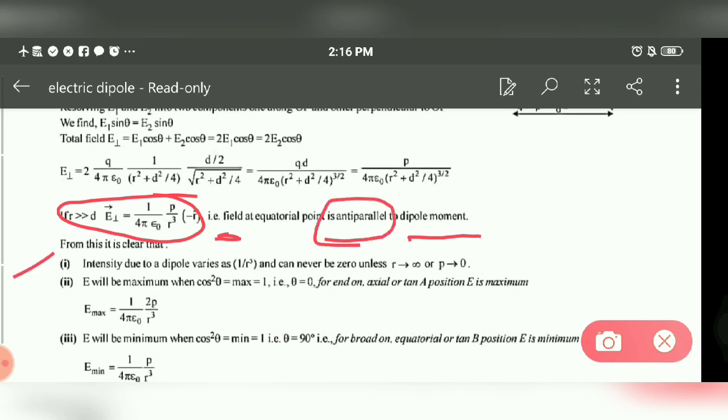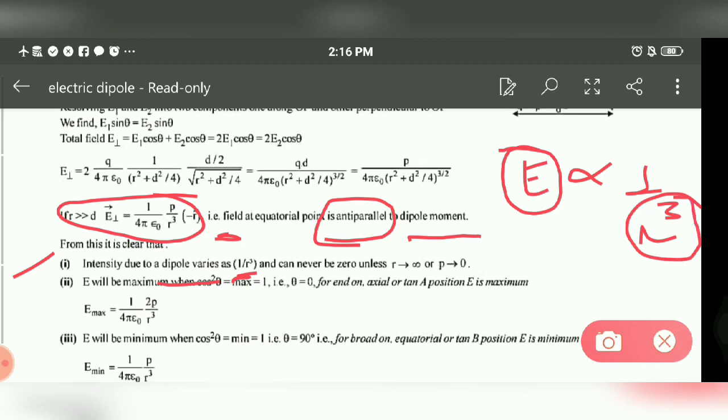Now there are some points. First point, intensity due to a dipole varies as 1 by r cube. We have observed in both cases, axial and equatorial, that E varies inversely proportional to r cube, and this approaches 0 unless r approaches infinity and P approaches 0. Second point is E will be maximum when cos square theta is maximum and minimum when cos square theta is minimum. That's obvious because it depends upon cos theta.